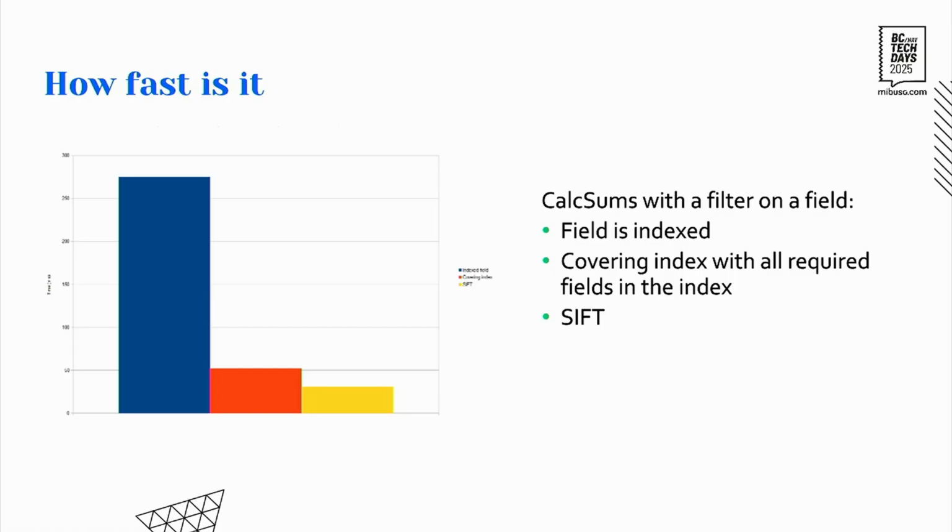Now, if we were to add a covering index with all the required fields, then we already go down to the red bar here. And I think this is in milliseconds, so we are at 50 milliseconds then. And then the SIFT keys take it one step further and bring it down to the yellow bar here. So I think it's almost half the duration again of a covering index. So in reading, it really outperforms everything. If we have that fitting SIFT index, and we need to do heavy reads on a table, heavy sum calculations or counting, the SIFT key will make that blazing fast.